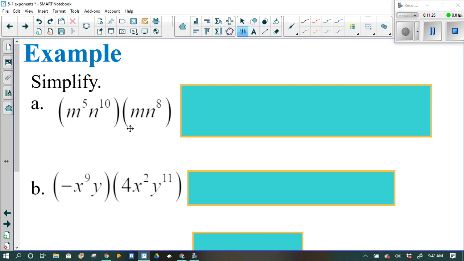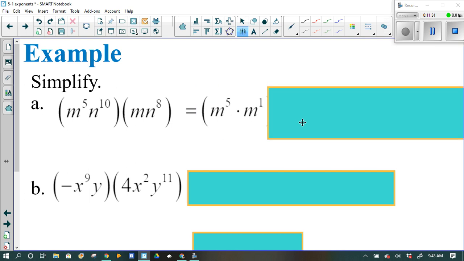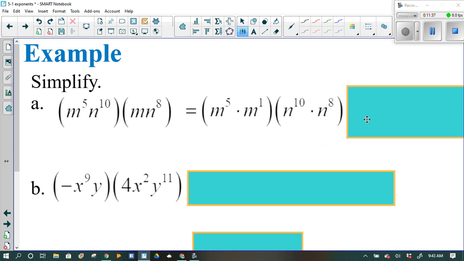Okay, here you're going to group your like terms. So m to the 5th times m. And remember, that's really assumed to have a 1 there. And then group your n's, n to the 10th, n to the 8th. So now that you have your like bases together, then you're just going to add your exponents. So you're going to have m to the 6th, n to the 18th.